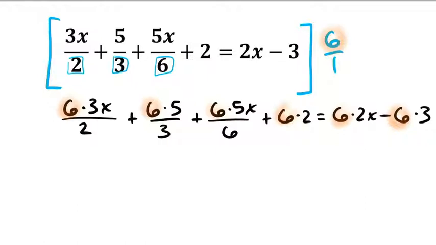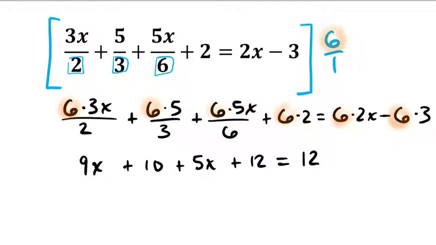6 divided by 2 is 3. This is going to become 9x. 6 divided by 3 is 2. This is going to become plus 10. 6 divided by 6 is 1. This is 5x. 6 times 2 is 12, plus 12, equals 6 times 2x is 12x, minus 6 times 3 is minus 18.